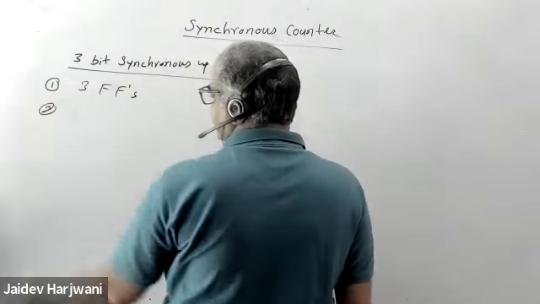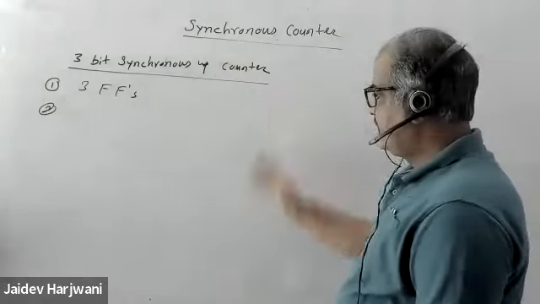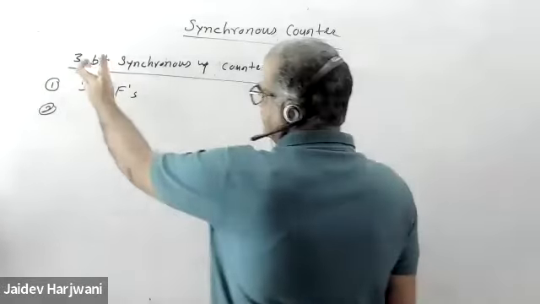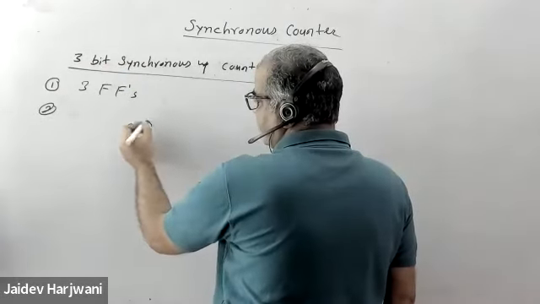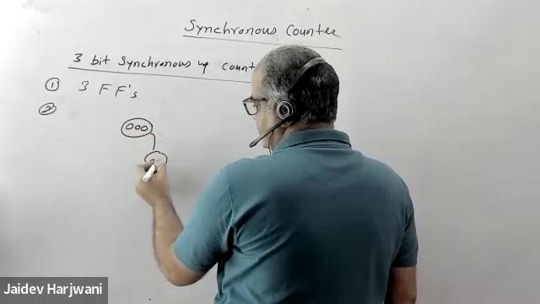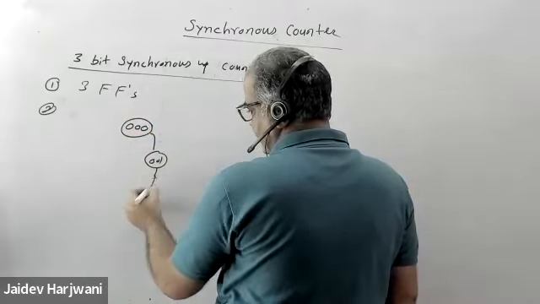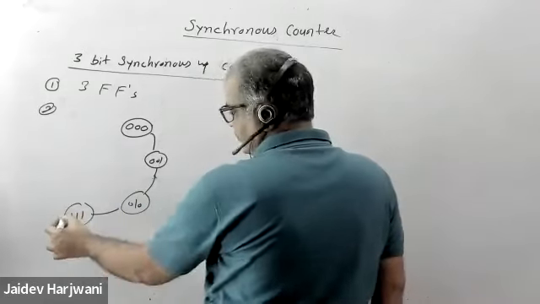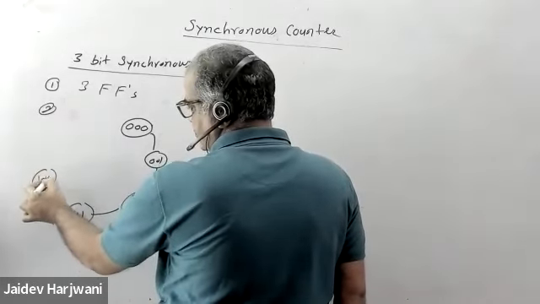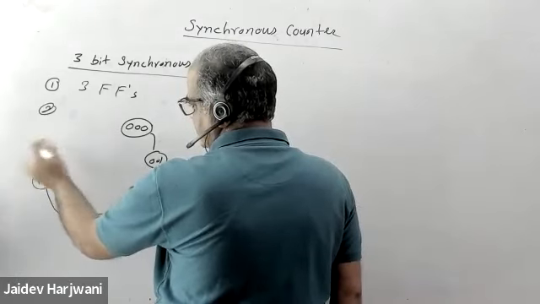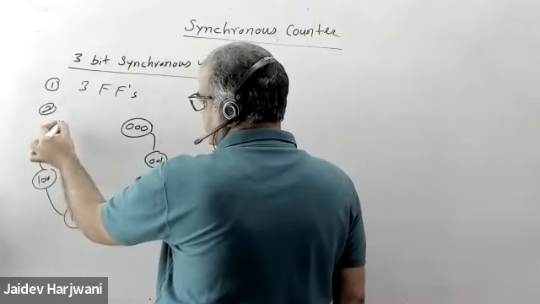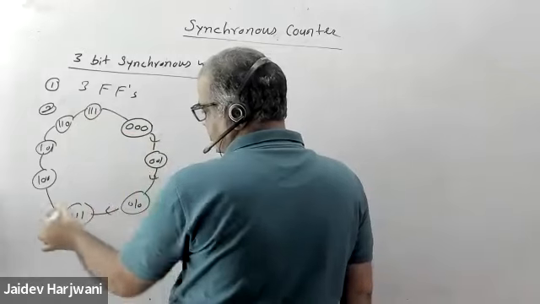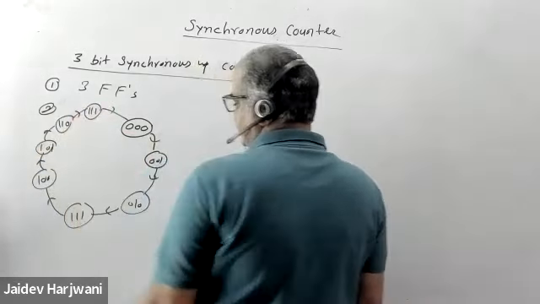Number two is the state diagram. State diagram means how it transitions from one state to another state, that you should know. So this is a 3-bit synchronous counter. We know the first state will be 0 0 0, the second state will be 0 0 1, and then the next state will be 2, then you go to 3, then 4, then 5, then 6, 7, and then you come back to here. So this is the direction of movement for this counter.